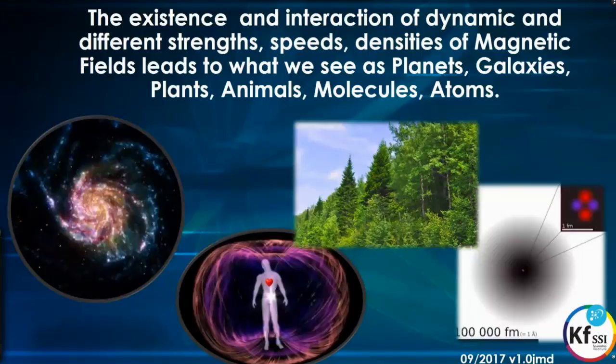So the existence and interaction of dynamic and different strengths, speeds, and densities of magnetic fields lead to what we see as the planets around us, our galaxies, the plants, the animals, the molecules, and the atoms. Essentially, everything is made from these fields.